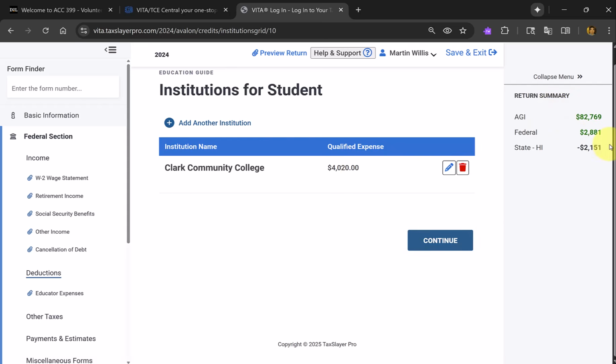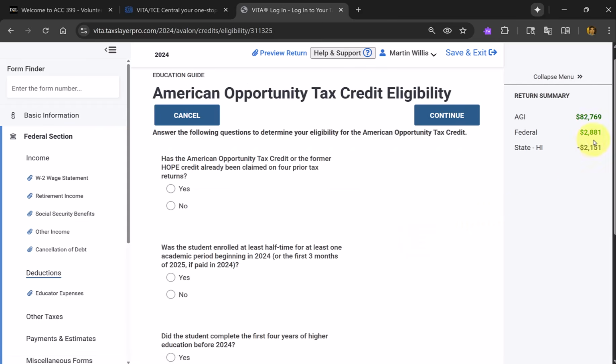Watch what happens over here if I continue. This refund, well, I got to answer these questions before the refund changes here. Has the American Opportunities Credit been used for 4 prior years for this specific student? That's Abby. And we answer no. She's only in her second year. But you got to track how many years. Freshman, sophomore, junior, senior.